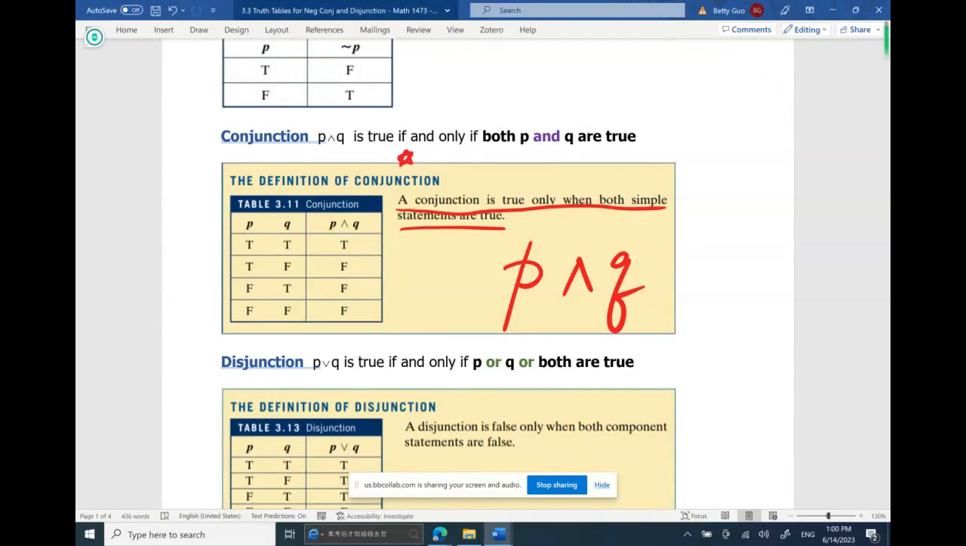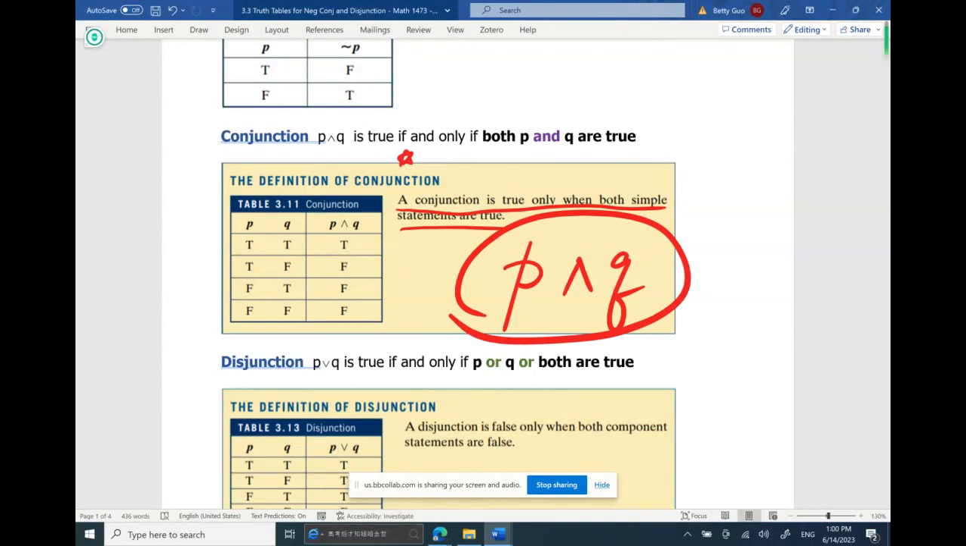To make it simple, I would recommend you remember this sentence. Let me state it again. In order for a conjunction to be true, both of the two component statements have to be true. In order for P and Q to be true, both P and Q have to be true. Both P and Q have to be true, right? Does that make any sense?